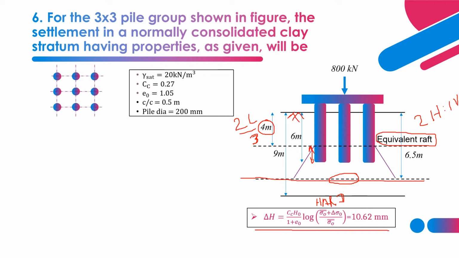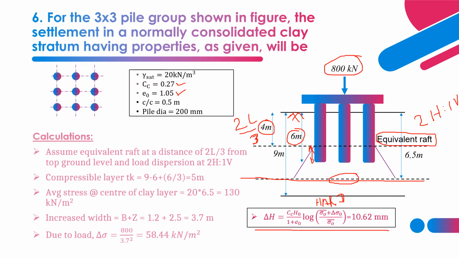What is Cc? They have given it as 0.27. What is H naught? Sorry, H naught is the clay layer, 9 meter. 1 plus e naught, where e naught is given as 1.05. Sigma naught bar is the total stress at the middle of the clay stratum. Del sigma bar is the increase in stress due to this 800 kilonewton load. On substituting all these values, we get the answer as 10.62 mm.